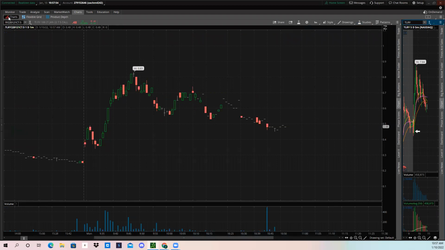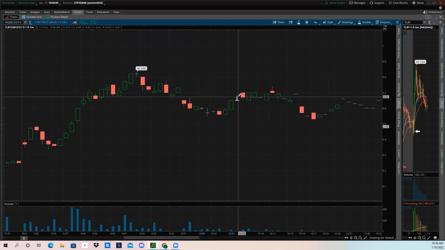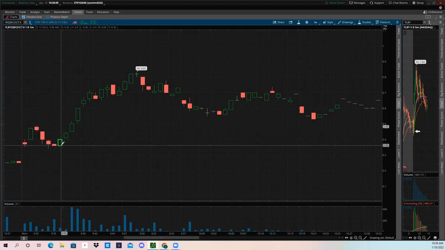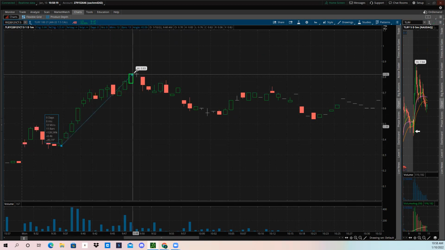Okay. So this is the options contract pulled up, the January 21st 7.5 call. And this is market open right here, this candlestick. As you can see, the value went up, came back down. And then at 9:36, this candlestick is when I entered. And we were able to ride this nice ride all the way up. It rallied real hard, real quick, a total of 132%.